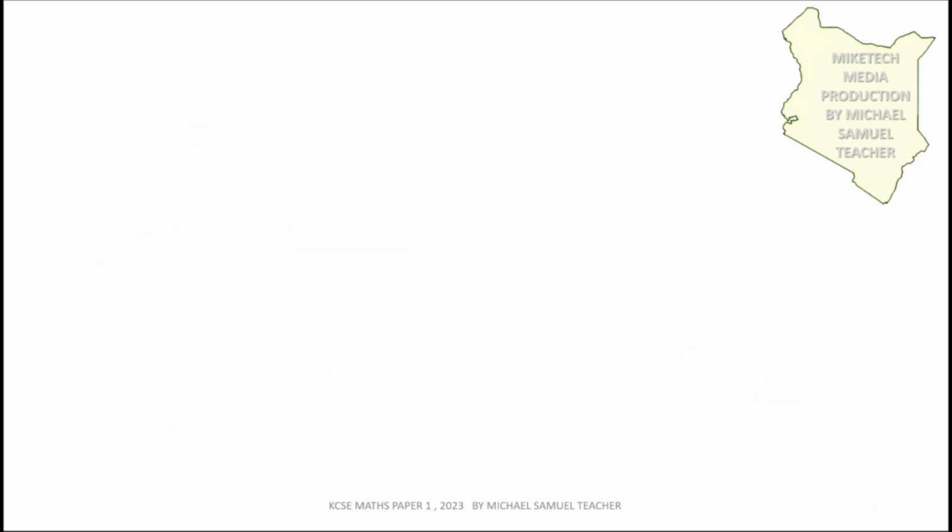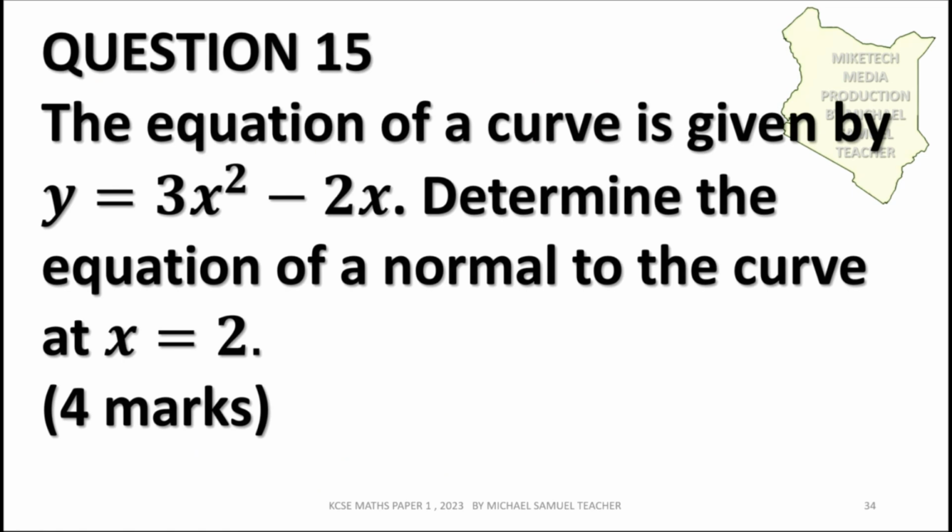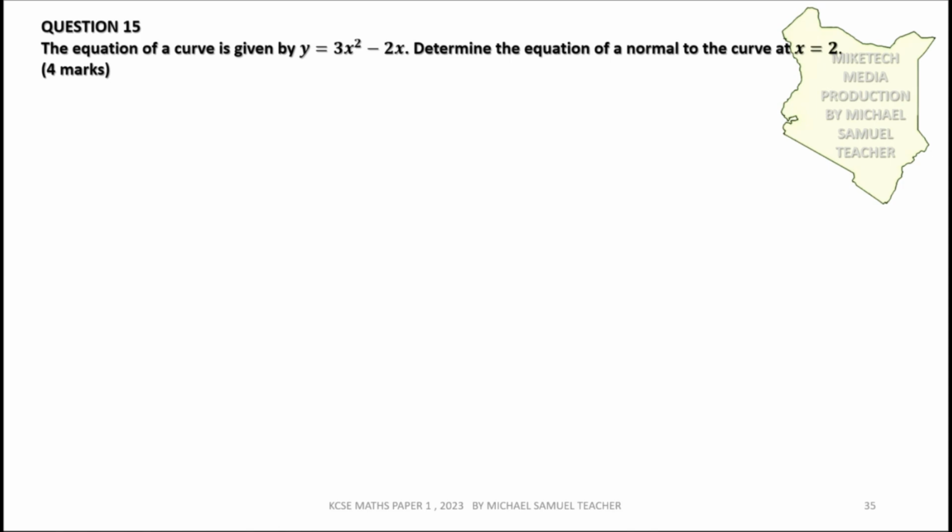Then question 15. The equation of a curve is given by y is equal to 3x squared minus 2x. Determine the equation of the normal to the curve at x is equal to 2. So for this case, we have to get the value of y when x is 2. So that is the first thing.